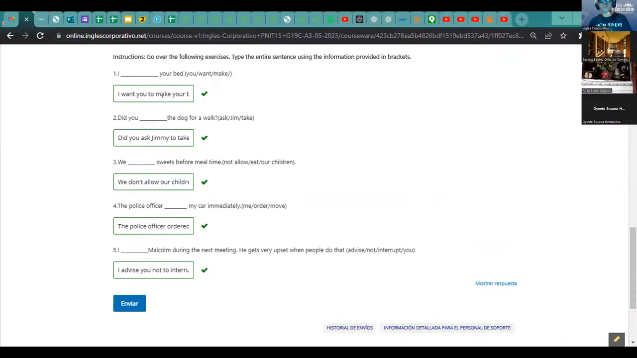Estas son unas que ya habíamos visto un par de veces antes. Entonces, hay que tener cuidado con un par de cosas. Por ejemplo, número uno, si usted se fija, tiene que decir, I want you to make your bed. Period. If you don't put the period, it's not going to be correct. So, I want you to make your bed. Period. On the second one, did you ask, and this is an error. So it's going to be Jimmy, not Jim, but Jimmy. So did you ask Jimmy to take the dog for a walk? Question mark. That is a very important question mark.